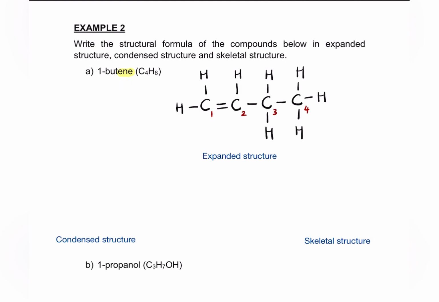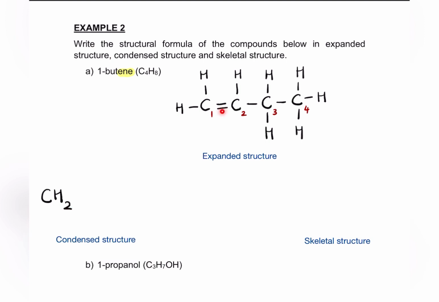And from here, we are going to continue with the condensed structure. I'm going to start from left to right. We will start with carbon 1 first. Carbon 1 has 2 hydrogens, so it's going to be CH2. Make sure the numbering is a lower subscript.